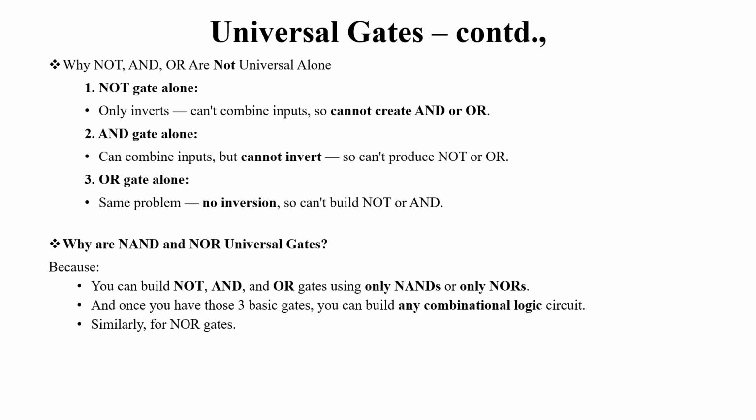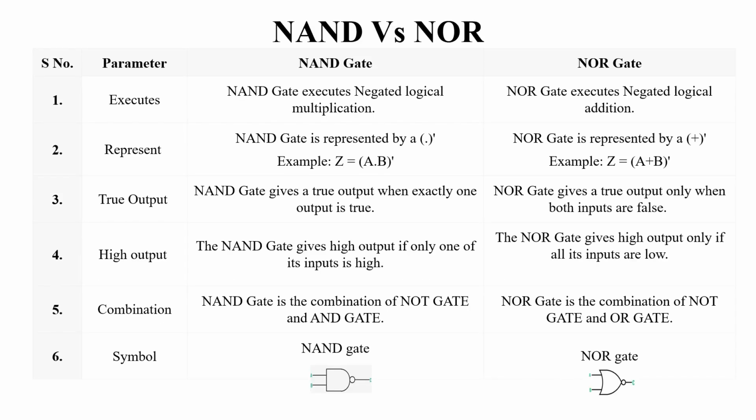How is it possible with NAND or NOR? We can build NAND, NOT, AND, and OR gates only using NANDs or only using NORs, as we specified in the previous slide, by the utilization of combinational logic. This page gives the description of the differentiation between NAND versus NOR gate.